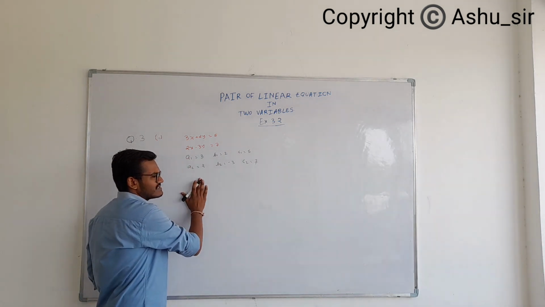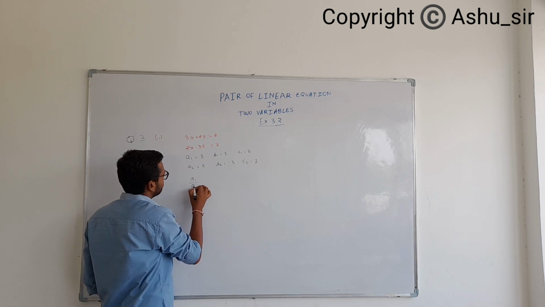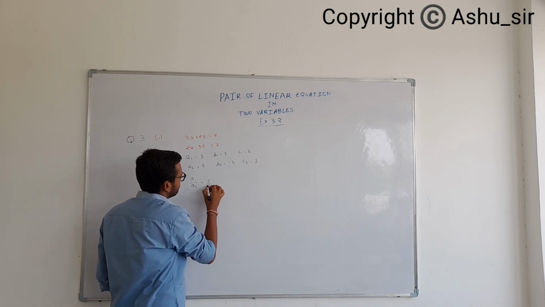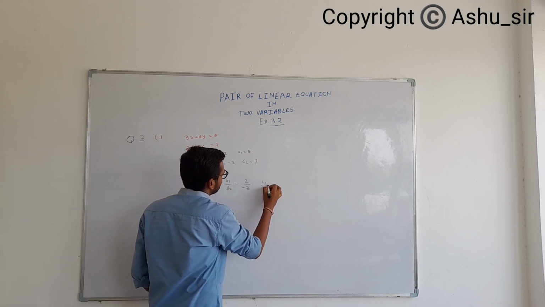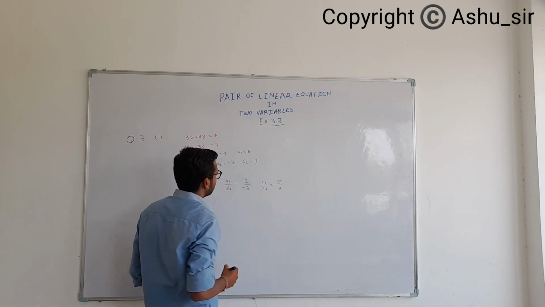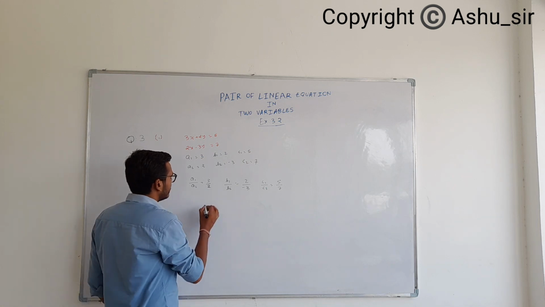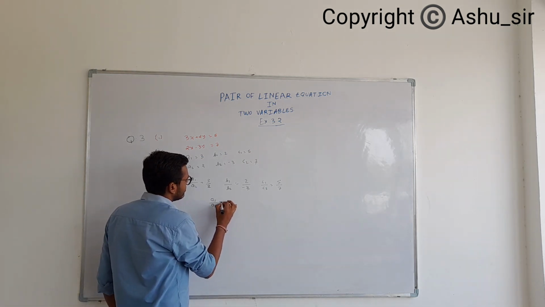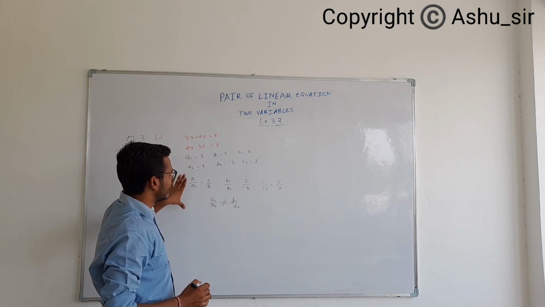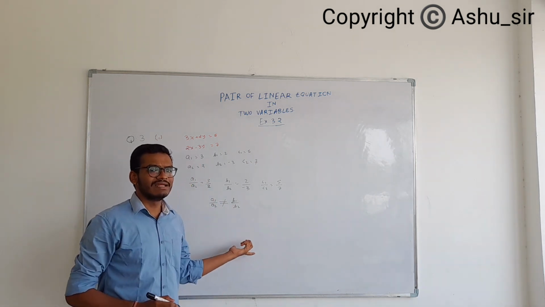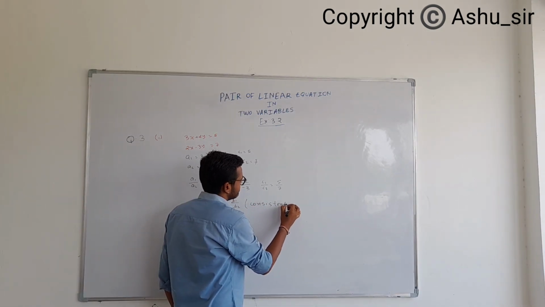नाउ मुझे ये बताना है कि इसका कंसिस्टेंट है या इनकंसिस्टेंट है. So I need to check the ratios. So a1 upon a2 is 3 upon 2, right? And b1 upon b2 is 2 upon minus 3 and c1 upon c2 is 5 upon 7. So as you can see a1 upon a2 is not equals to b1 upon b2. ठीक है. Therefore this pair has a unique solution, which means it is consistent.